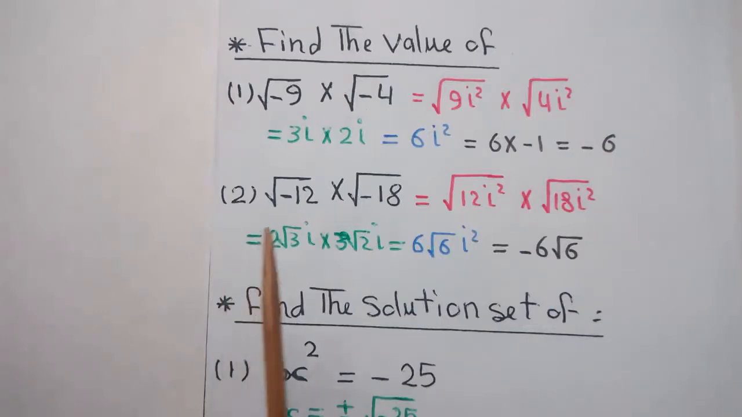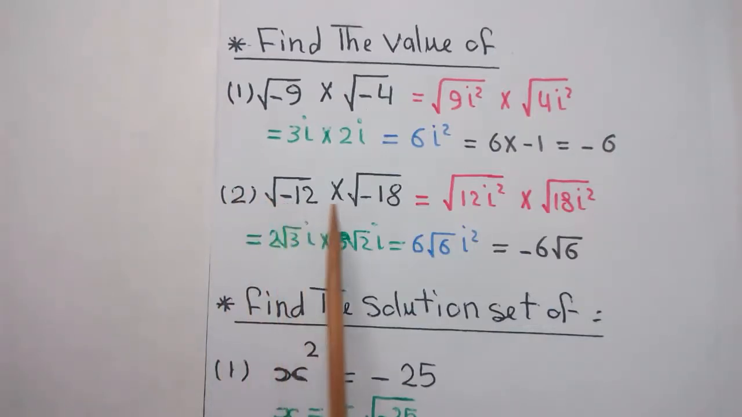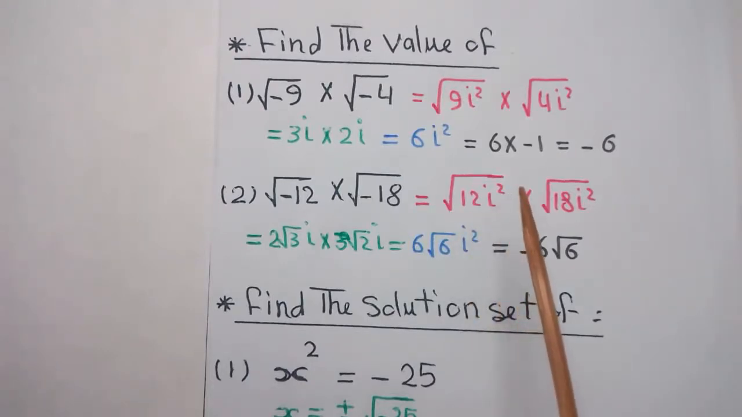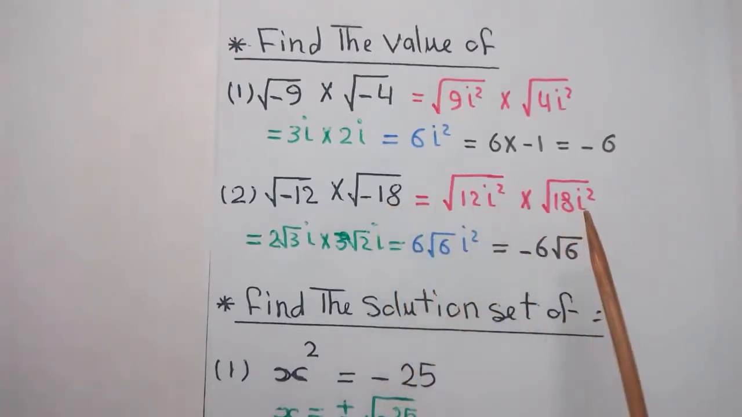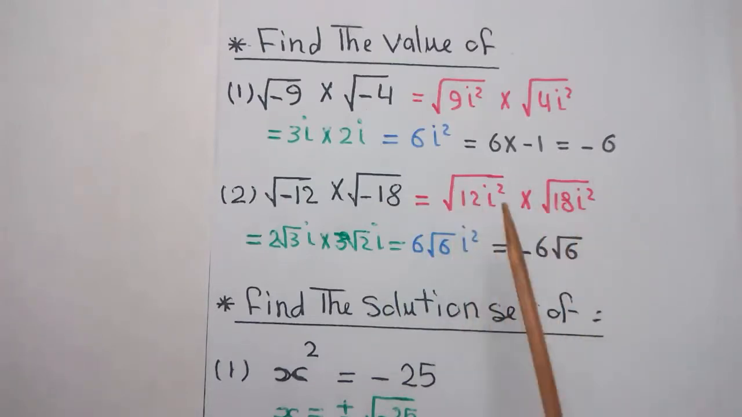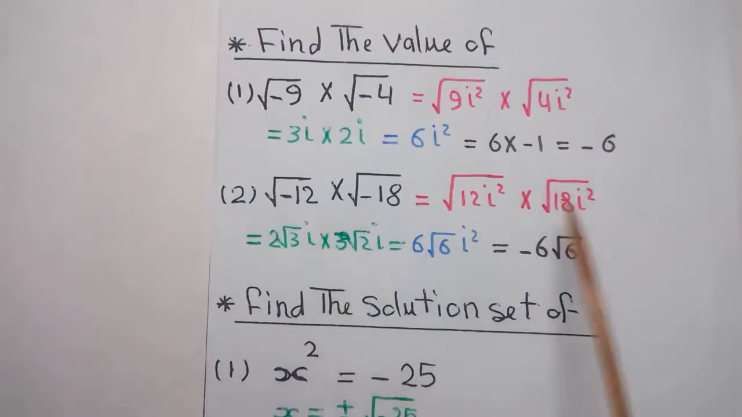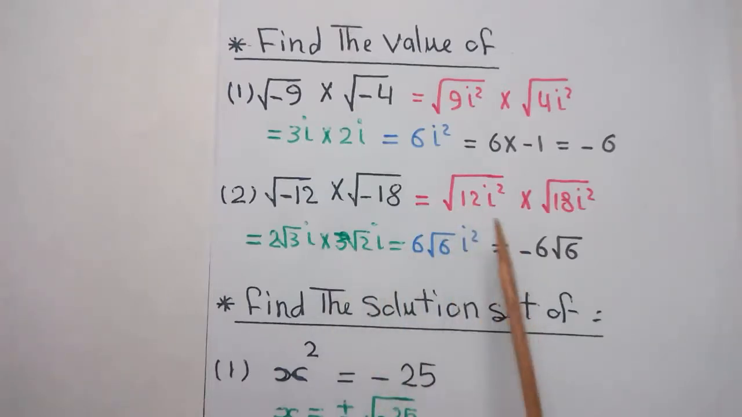Another example. Root negative 12 times root negative 18. Negative 12 will be changed to 12i power 2. Negative 18 will be changed to 18i power 2 under the root. Root 12 is 2 root 3 times i. Root 18 is 3 root 2 times i. 3 times 2 is 6. Root 3 times root 2 is root 6. i times i is i power 2, which changes to negative 1, so the answer is negative 6 root 6.